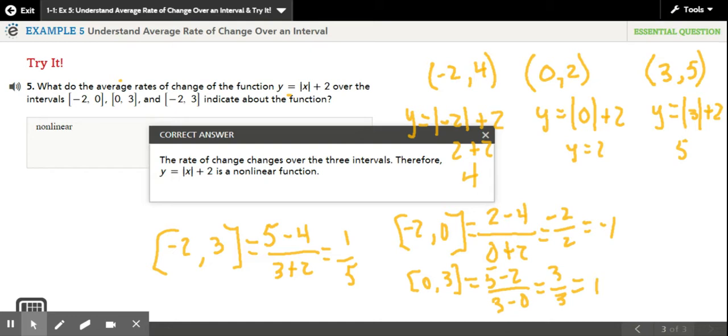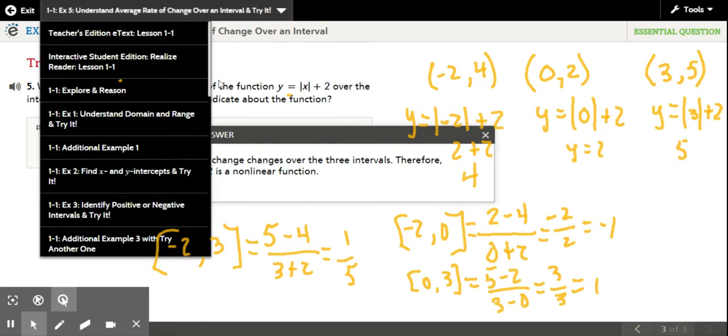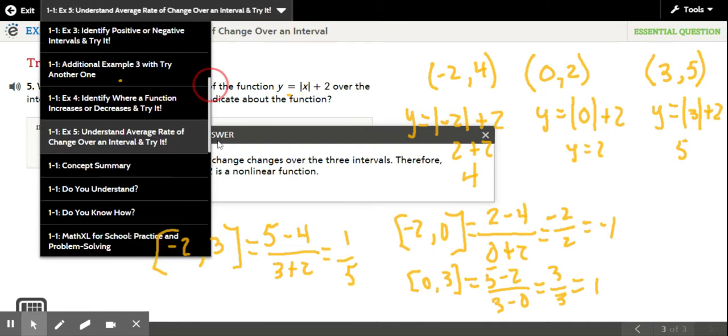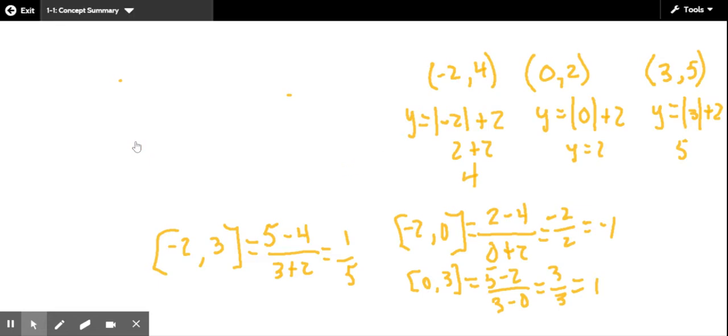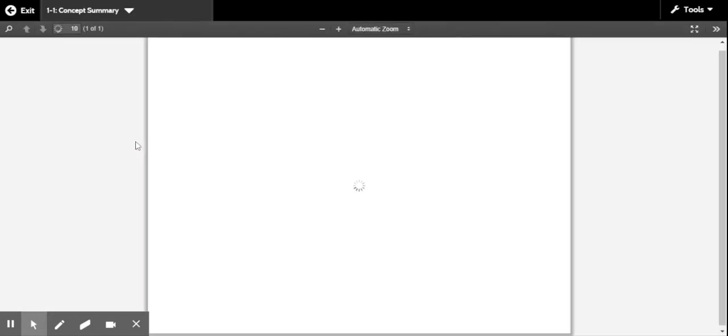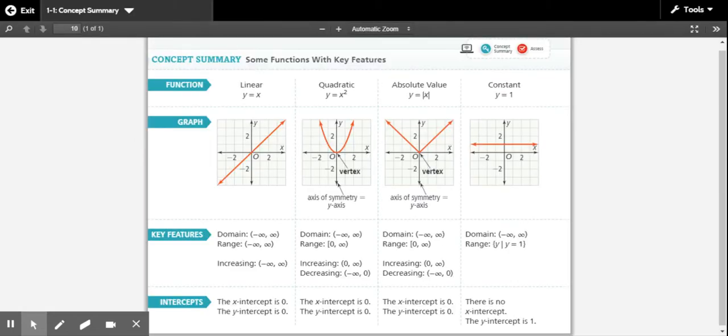Okay, so since the rate of change changes over the 3 intervals, that equation is a nonlinear function. Okay. Now we have a concept summary. All right, so we're looking at 4 different kinds of functions here. First is a linear function.